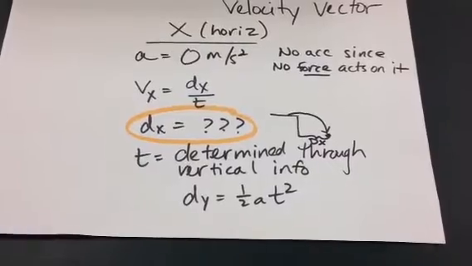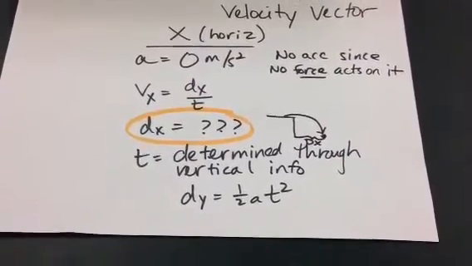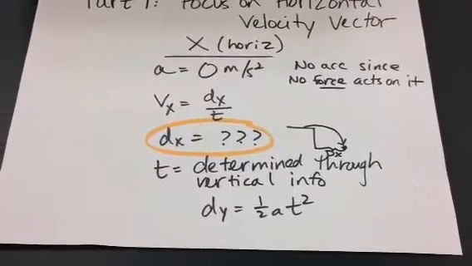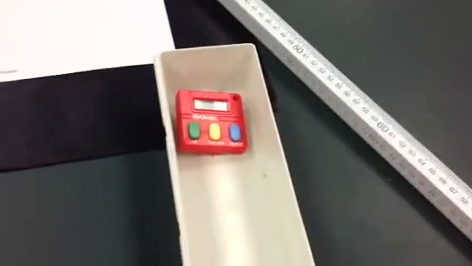Time will be determined through the vertical motion, and that's through accelerated motion. Gravity is accelerating the ball downward. The supplies you need are a sheet of paper, which will be like our target, carbon paper, a timer, and a meter stick.